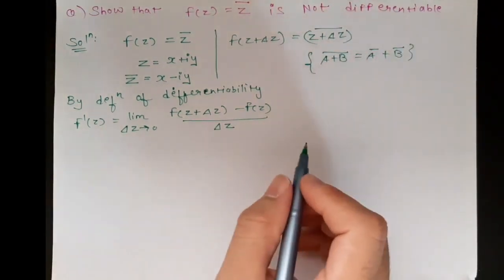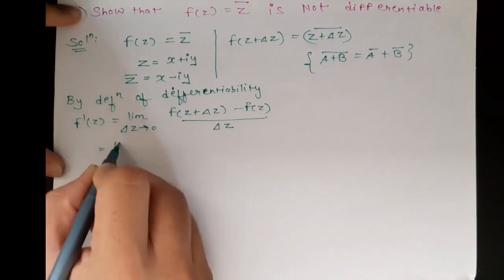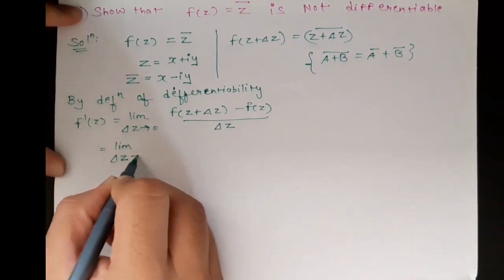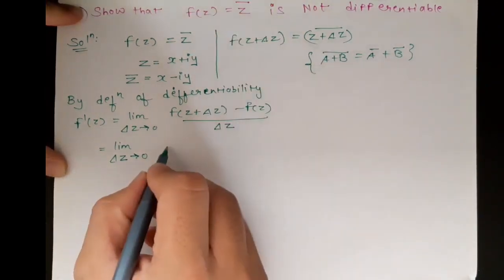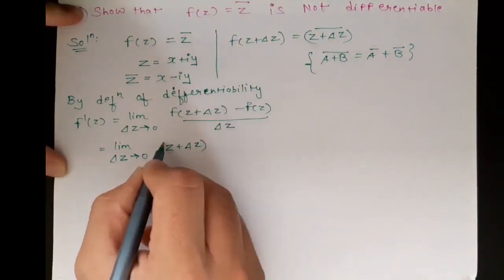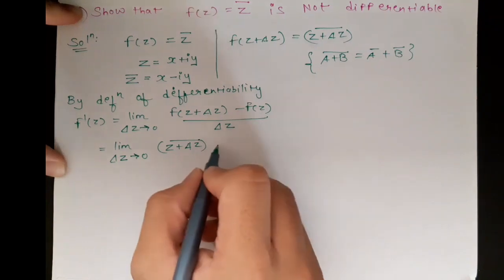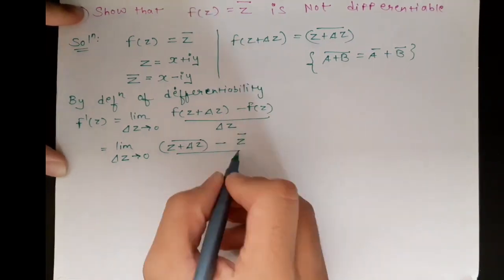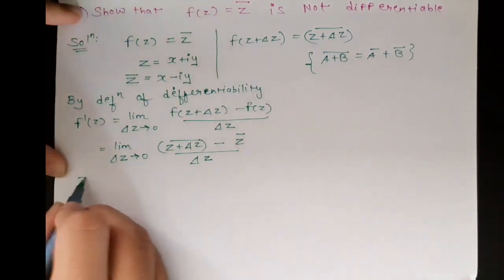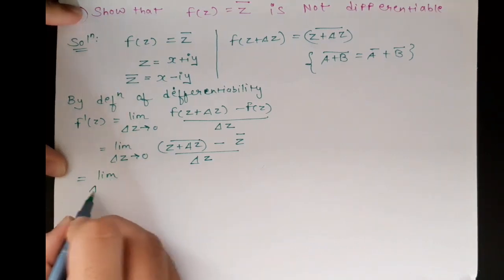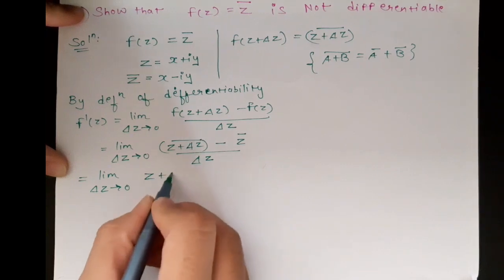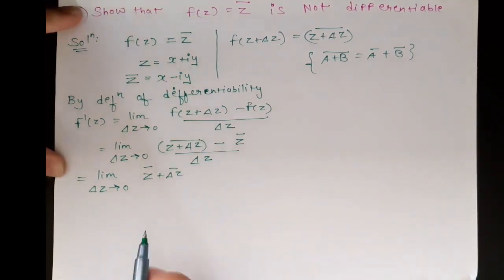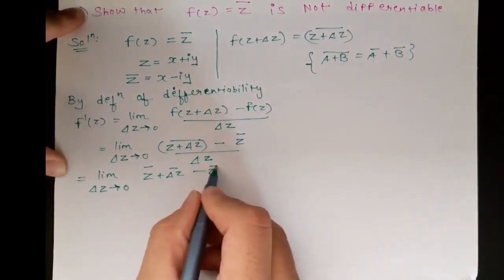Okay, this will be used. So the derivative equals the limit as delta z tends to 0 of [f(z + delta z) minus f(z)] upon delta z, where f(z) = z bar. So f(z + delta z) is (z + delta z) the whole bar minus z bar upon delta z, with the limit as delta z tends to 0.